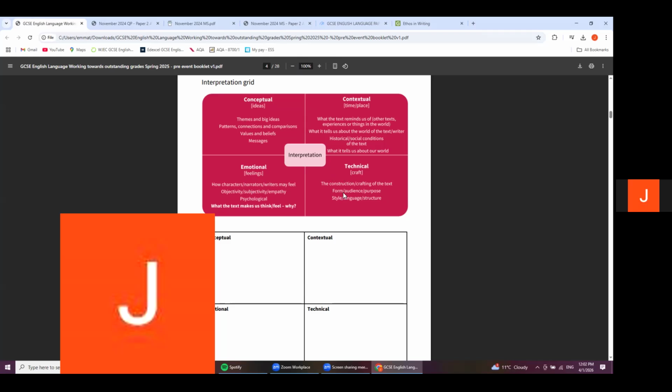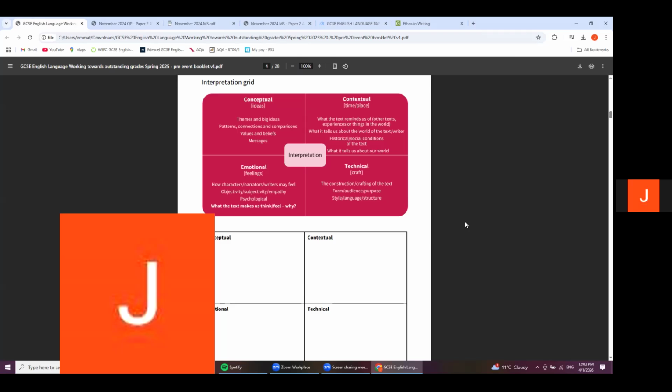Technical: what's the form? It's a story. Who's the audience? What is the purpose? And contextual: what the text reminds us of. Can we link it to any other stories or themes that we know of? What it tells us about the world of the text or the writer, and what it tells us about our world.